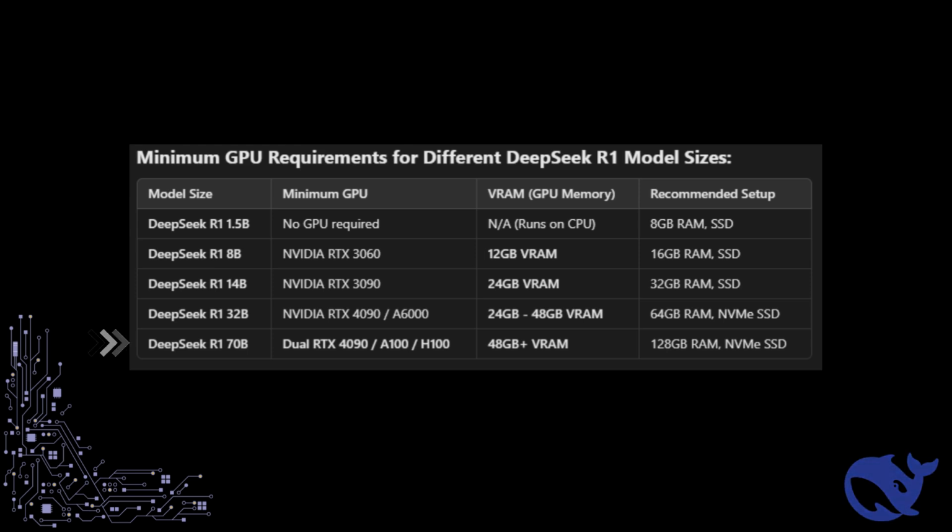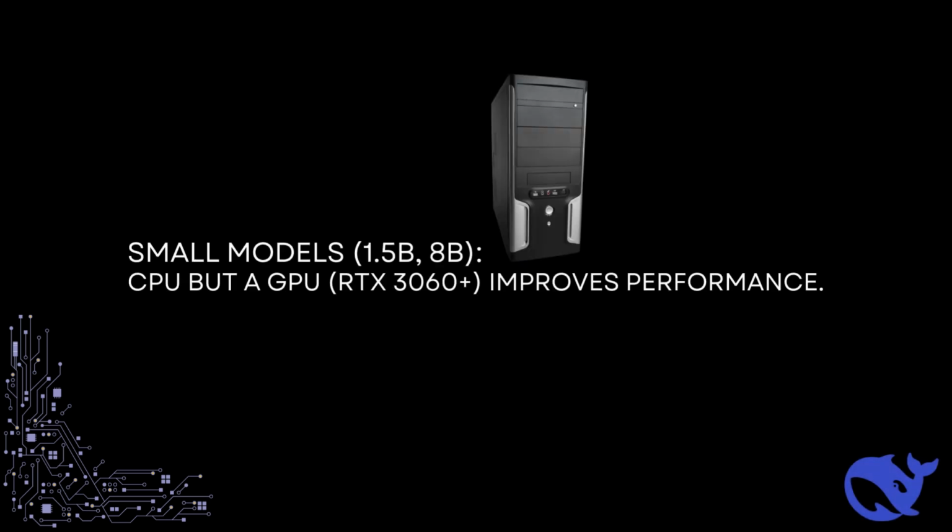DeepSeek R1 70B: Dual RTX 4090/A100/H100, 128GB RAM. If you don't have a powerful GPU, you can still run smaller models like 1.5B or 8B on your CPU. But for better performance, a dedicated GPU is highly recommended.